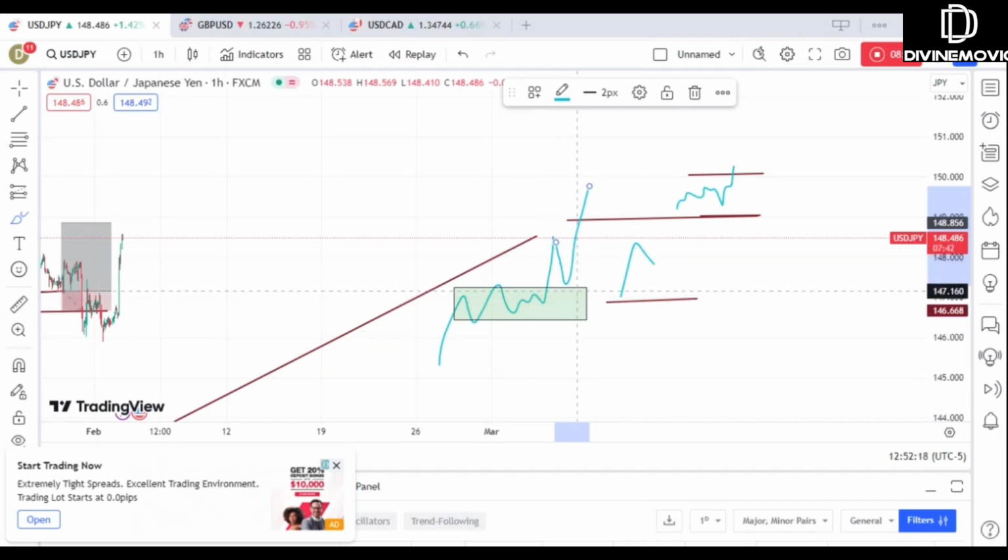Now, before we can say this zone is going to be valid, we want price do like this. Let me move this one. Oh my goodness. I need to buy a board so it will be easier for me to explain.